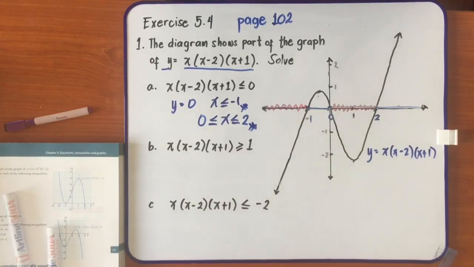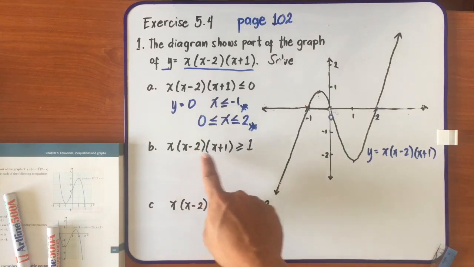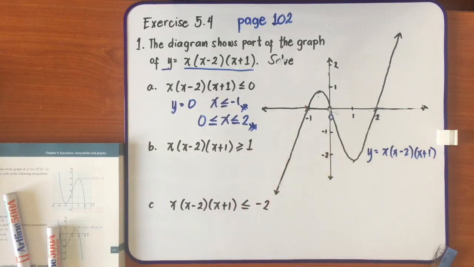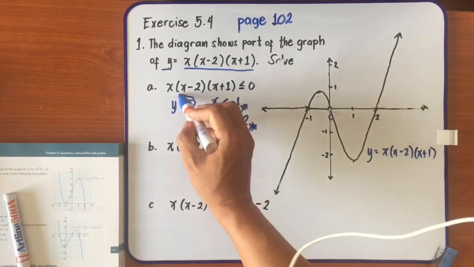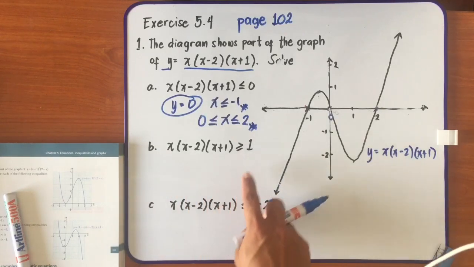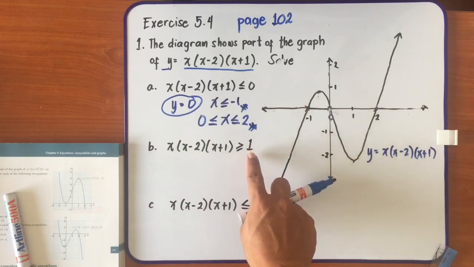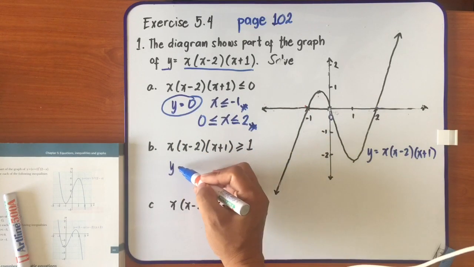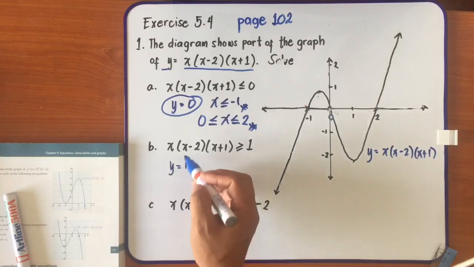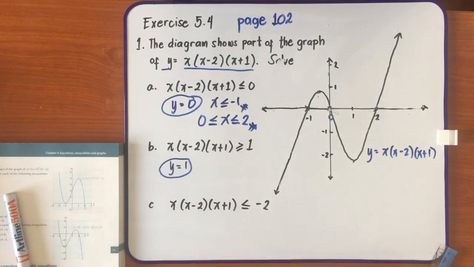Cut. Okay? Next is letter B. Letter B, it says greater than 1. So in here a while ago, I put y is equal to 0. So in our letter B, since it says 1 over there, then y is equal to 1 is the graph that we are going to draw. So this will be our line that we are going to draw.